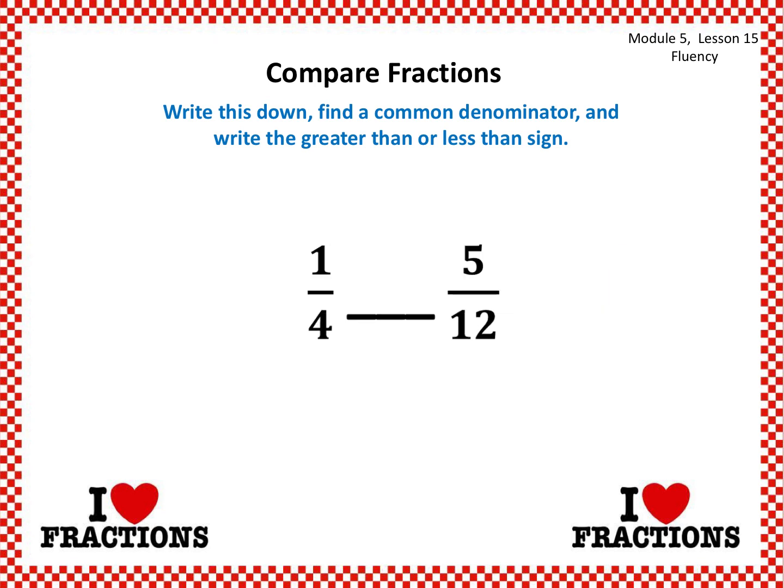All right, here's our last one. So we've got 1/4, and we're going to compare it to 5/12. So you try this on your own and then come back. I know that I can get that 4 to 12. So I'm going to multiply 4 times 3 to get to 12, and 1 times 3 on the top. So I've got 3/12, and I'm comparing it to 5/12. So I know that because I've got 12 parts, 3 parts of 12 is less than 5 parts of 12.